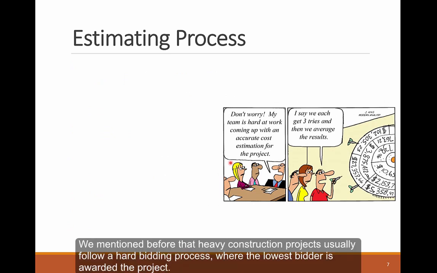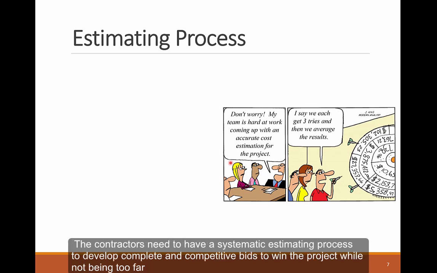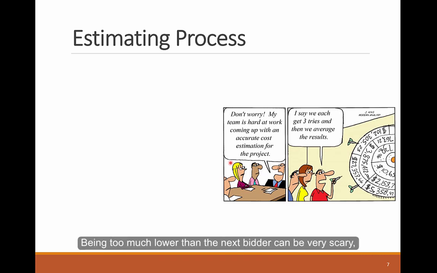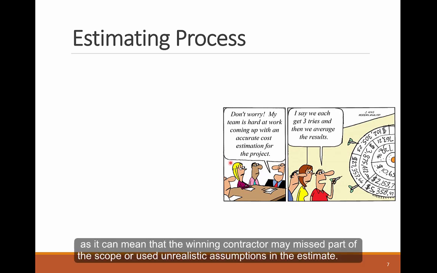We mentioned before that heavy construction projects usually follow a hard bidding process where the lowest bidder is awarded the project. The contractors need to have a systematic estimating process to develop complete and competitive bids to win the project while not being too far from the closest bidder. Being too much lower than the next bidder can be very scary, as it can mean that the winning contractor may miss part of the scope or used unrealistic assumptions in the estimate.